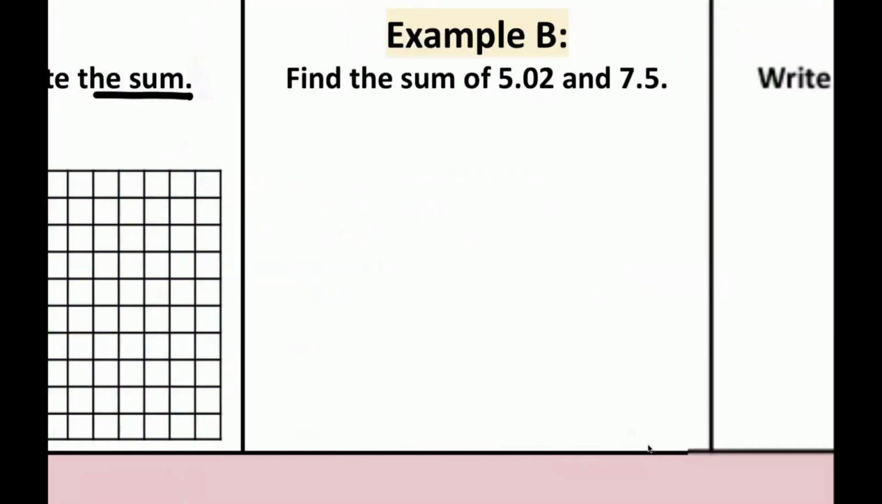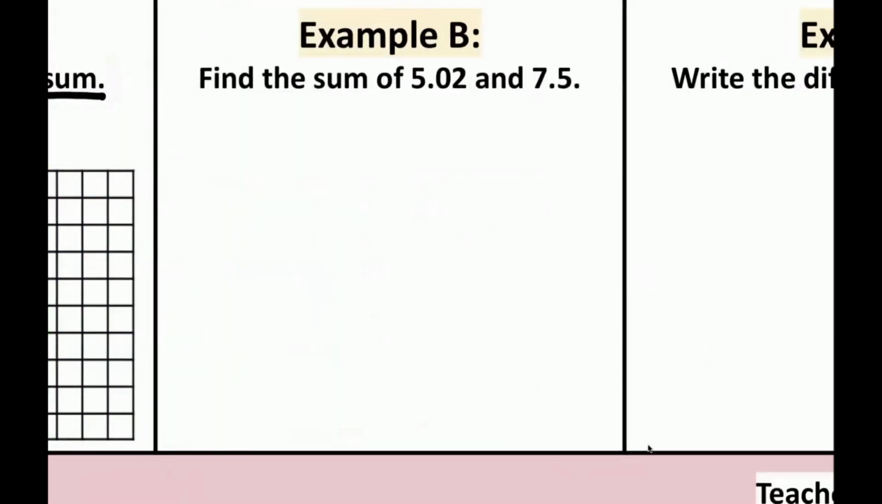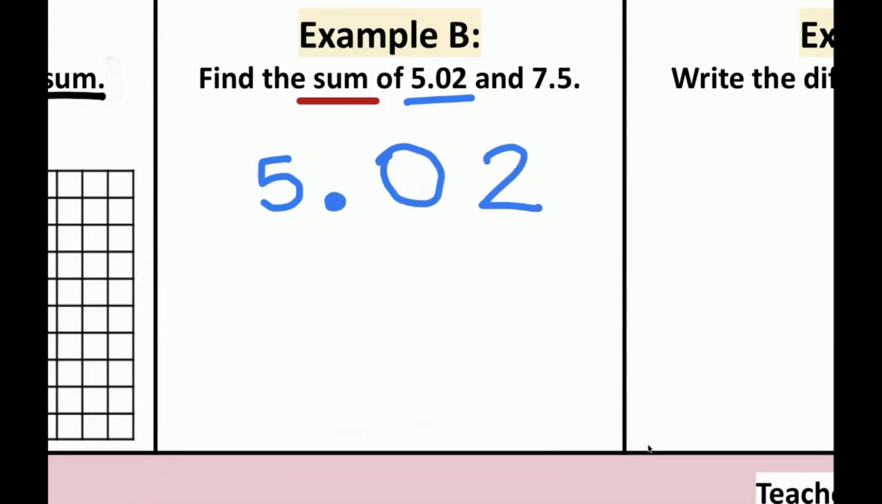Let's look at example B. B says find the sum of 5 and 2/100ths and 7 and 5/10. That's just a period at the end. Sometimes that confuses people. So sum, let's underline that, the answer to an addition problem. You need to memorize that. And we'll write out 5 and 2/100ths, nice and neat, a pinky's worth of space between each number, plus 7 and 5/10. Sometimes I like to put in my decimal first because it really needs to be one decimal on top of the other.